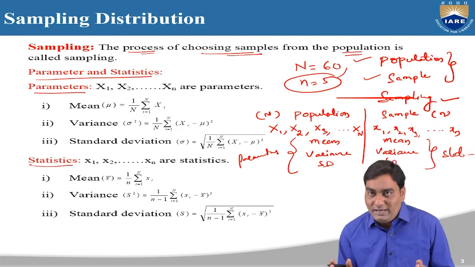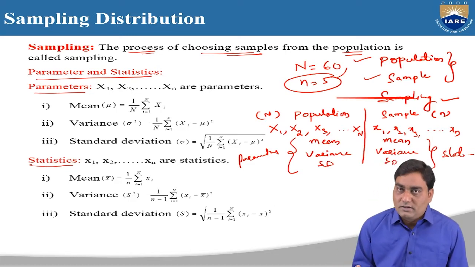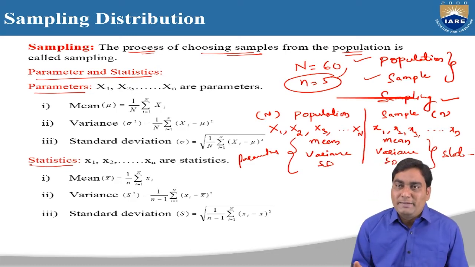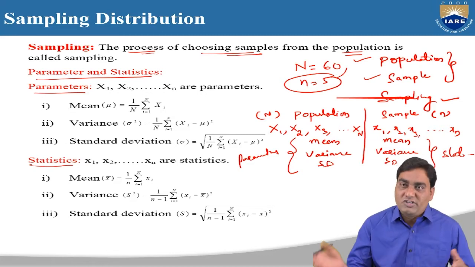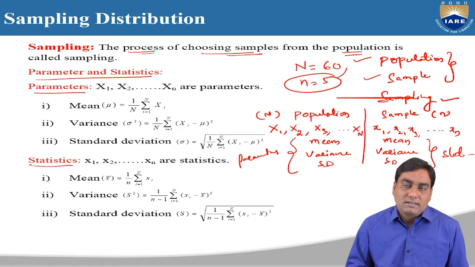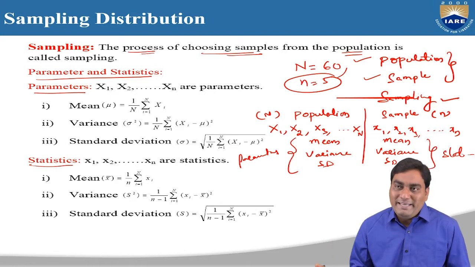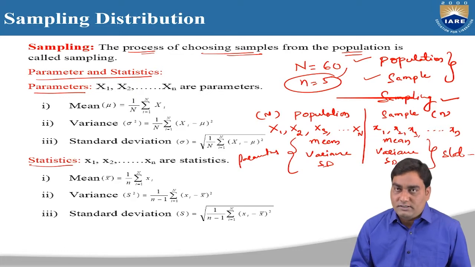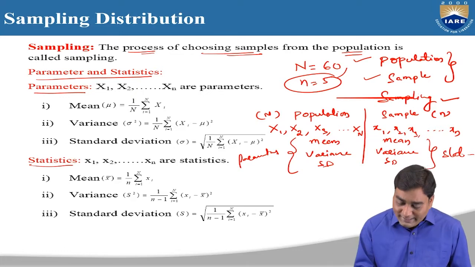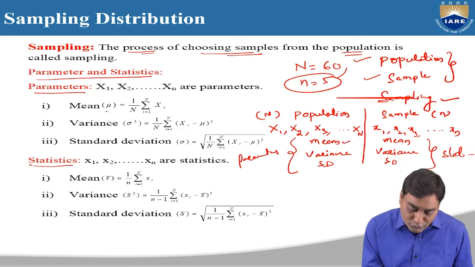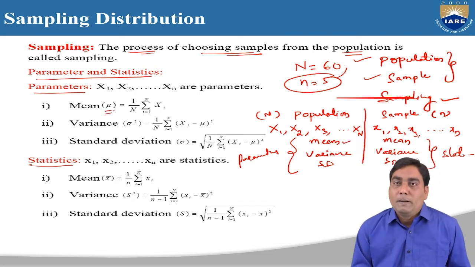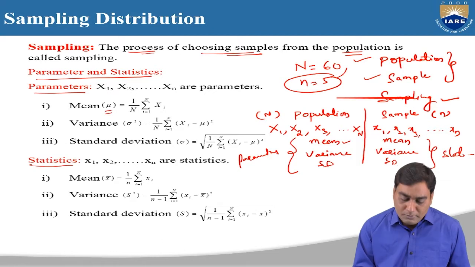That is the difference between parameters and statistics. We are going to discuss what is mean, what is variance and what is SD of population, which are known as parameters. Similarly, what is mean, variance, SD of sample, which are known as statistics. And to find the mean of population, the symbol is mu.